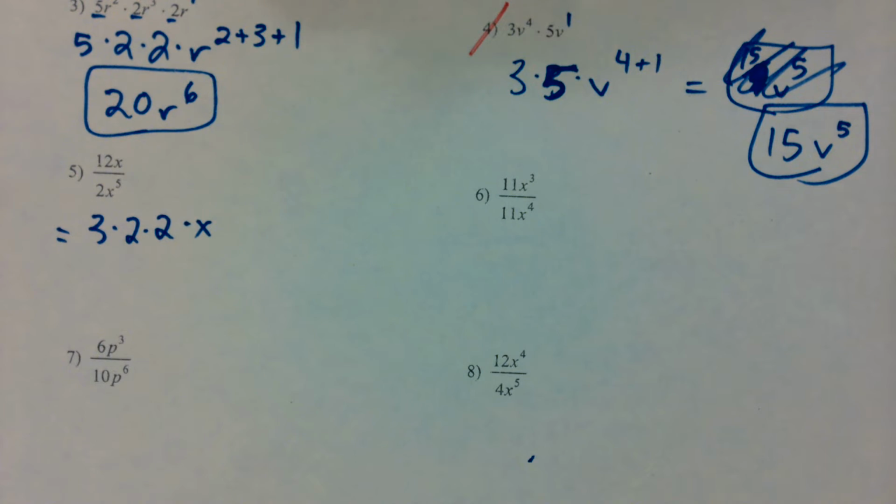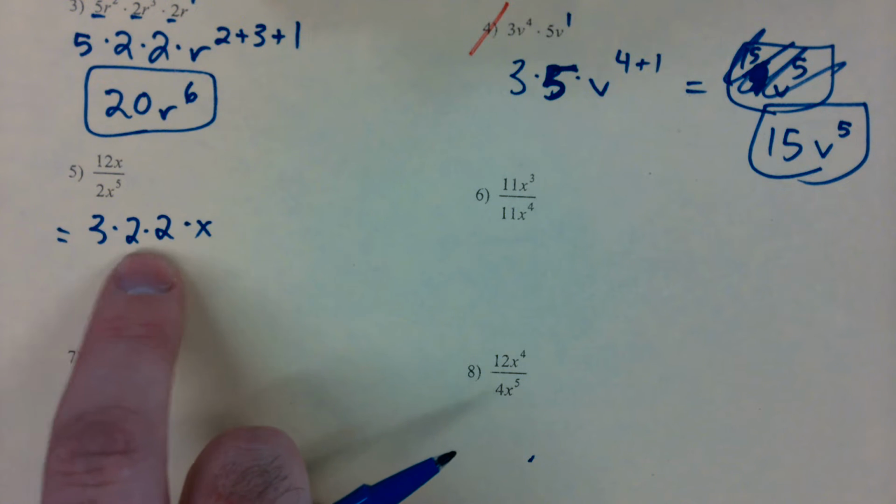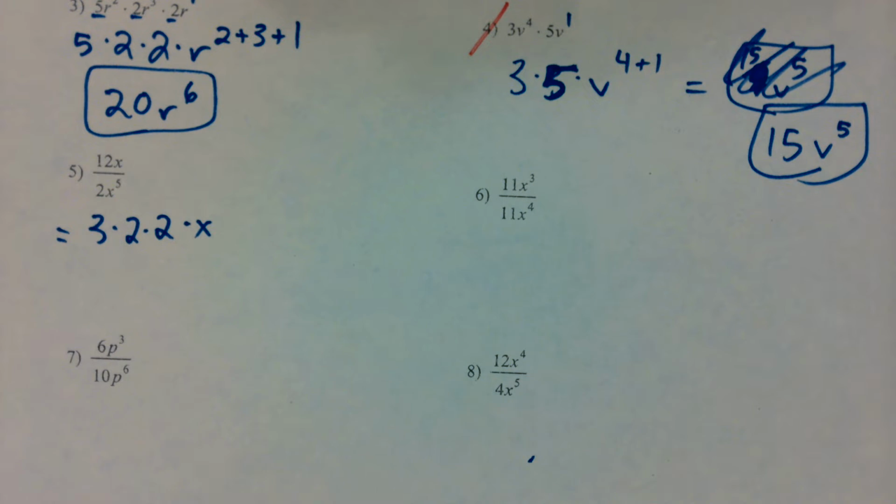So 3 times 2 is 6. 6 times 2 gives us 12. I just broke it down all the way. If you just wrote 6 times 2 and canceled out the 2's, that's totally fine too. But if you did 3 times 4 and then was like, oh, 3, 4, and 2, I can't cancel anything, that would be incorrect.